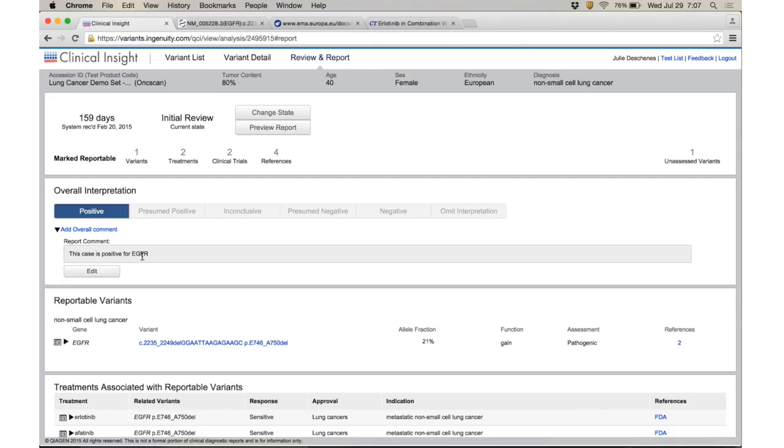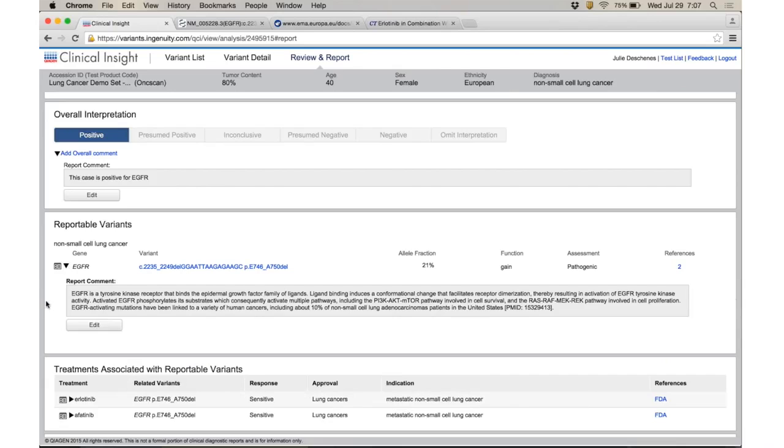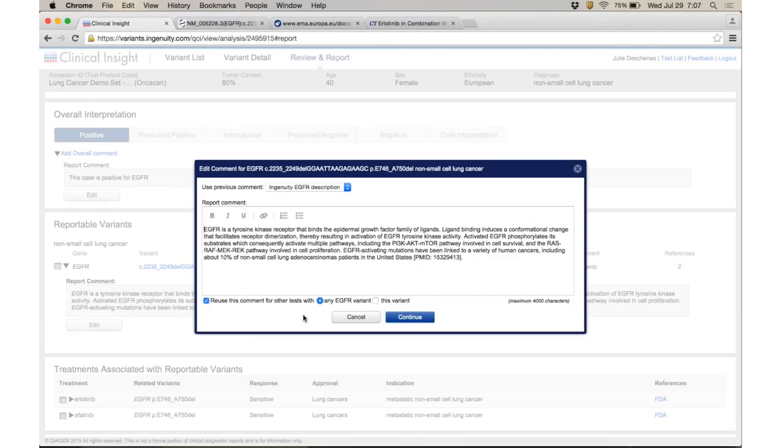So I just made an example here, saying this case is positive for EGFR. You have your reportable variant based on the indication. So in this case, I have only EGFR that I made reportable. What is the variant, the allele fraction, the function, assessment, and references that I've selected. And for the specific variant, you also have comments. So we provide you a comment about that specific gene and variant, but you can also edit that comment and enrich the comment that you will be putting into your report.